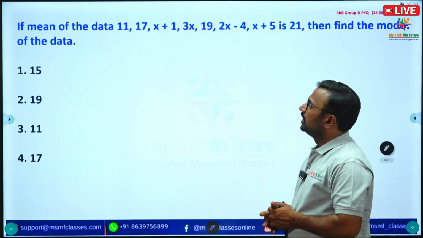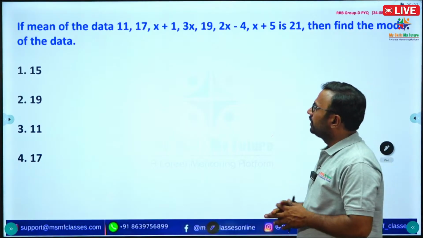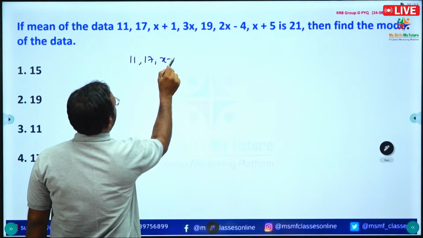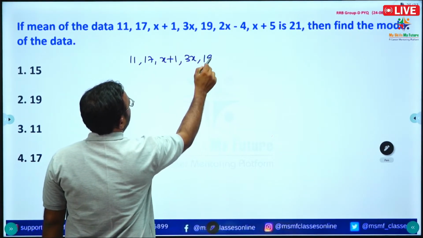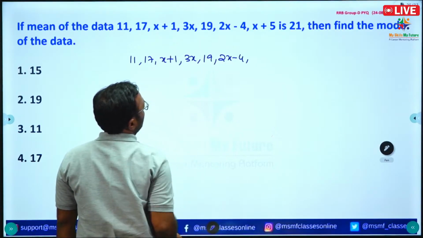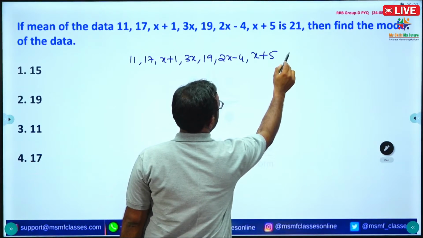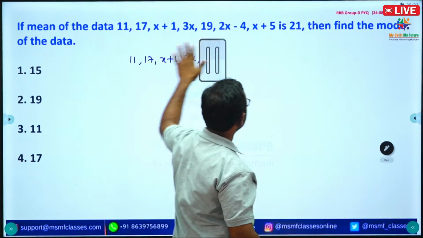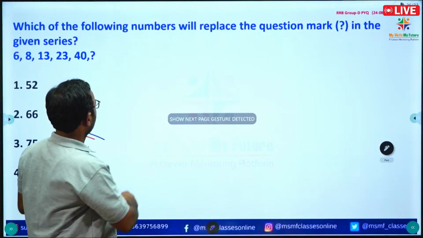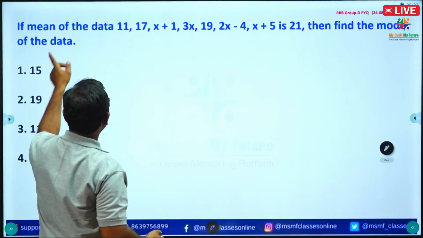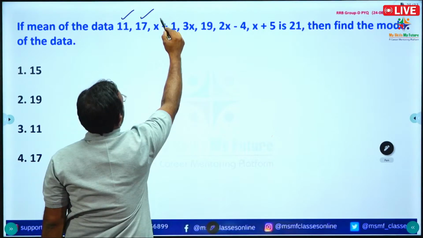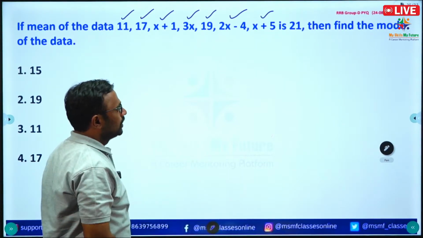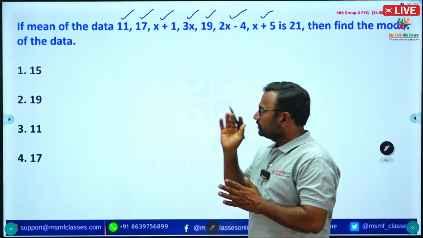Right, see the question. If the mean of the data 11, 17, x plus 1, 3x, 19, 2x minus 4, x plus 5 is 21, find the mode of the data.